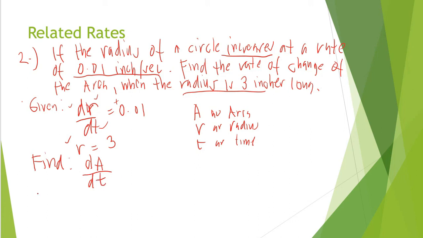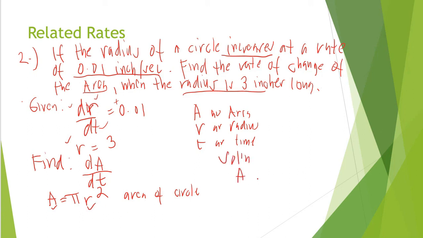Fifth step, which is to determine the working equation. Since ang pinag-uusapan natin dito is about the circle, then we have the keyword area. We are going to use the area is equals to pi r squared. This equation shows the relationship between the area to the radius. So now we go on to the solution.